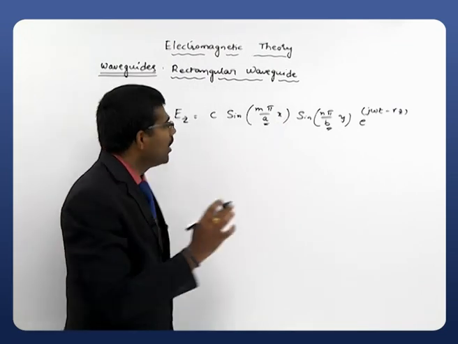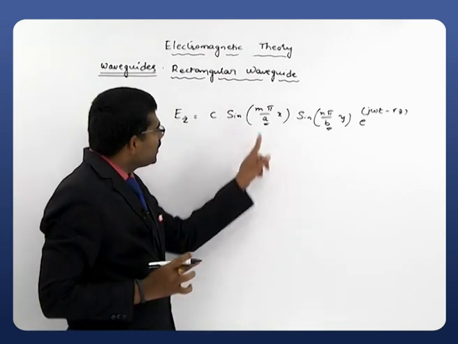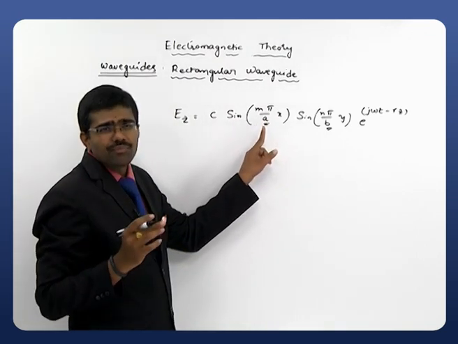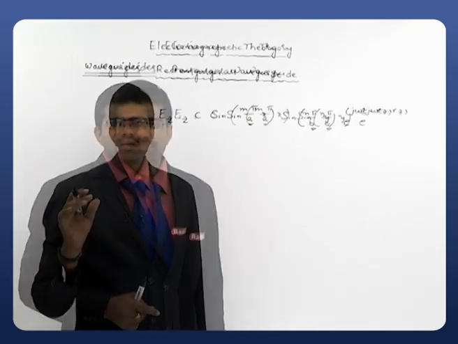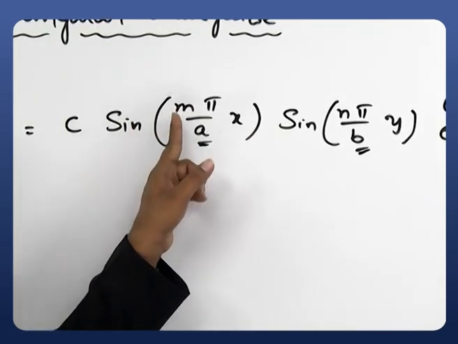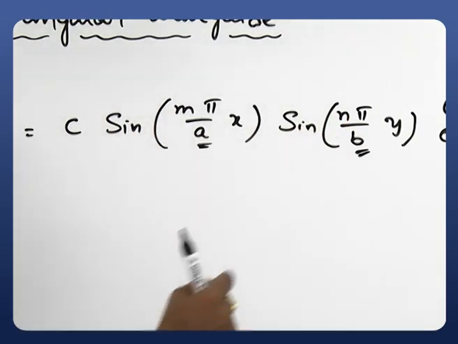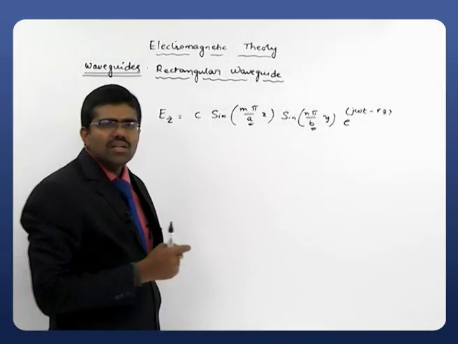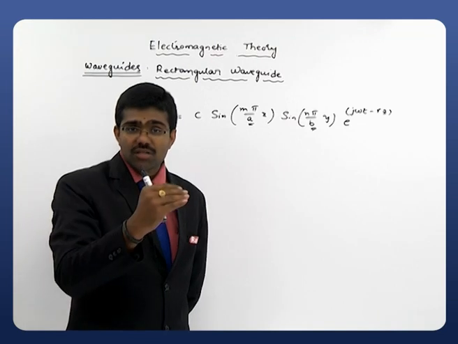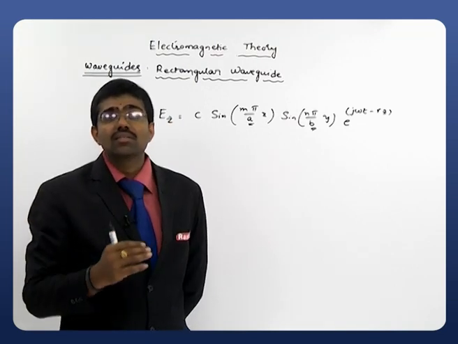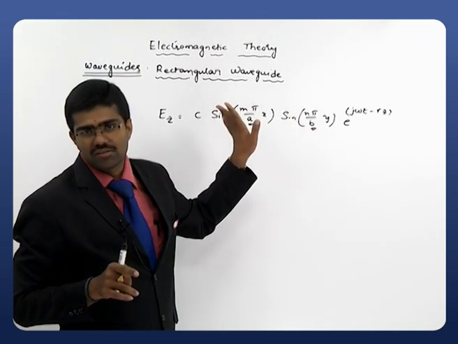These two will describe how many half wave variations there are along the broader dimension. M by a, just remember it like that. M describes the number of half wave variations along the broader dimension, and n describes the number of half wave variations along the narrower dimension. These two integers describe how many half wave variations there are along each dimension. M and n are integers, right?